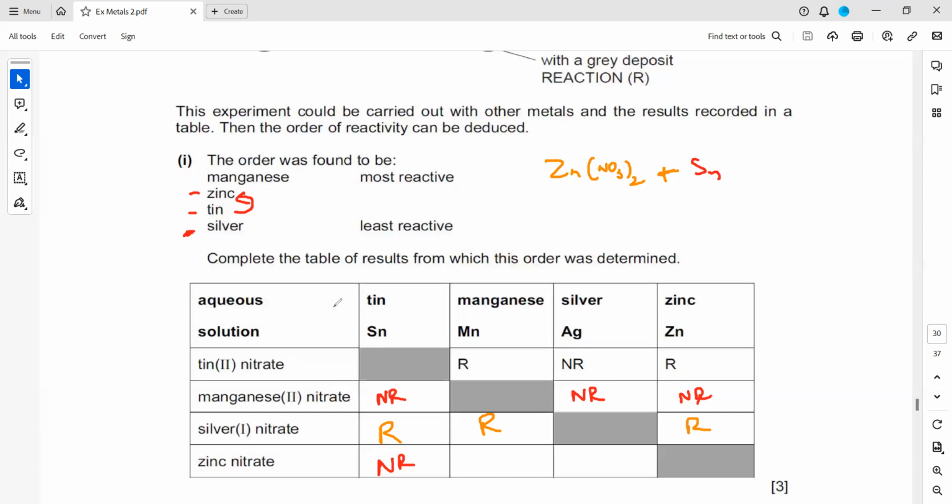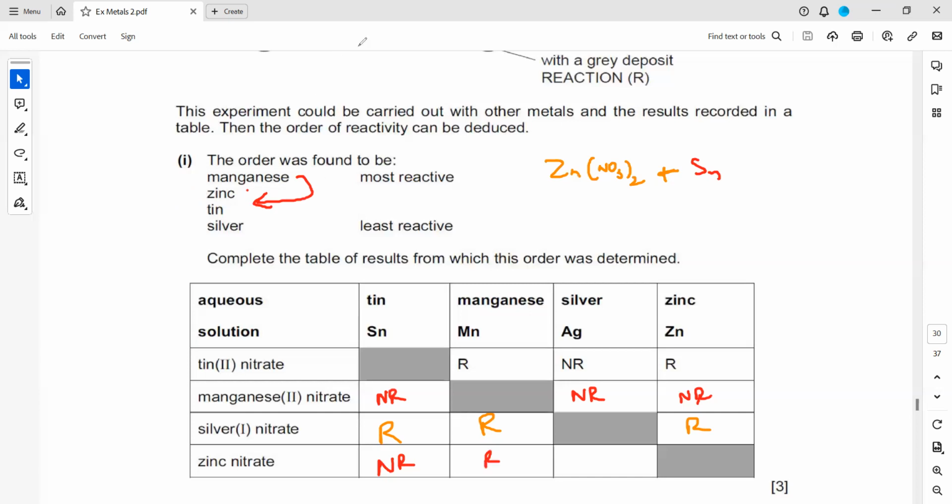If we have manganese, we add manganese. So simply, if you are drawing an arrow, for example, adding manganese to zinc, if we draw an arrow downward, it means it will displace. But if we draw an arrow upward, it will not displace. So here, zinc nitrate and manganese, it will react.